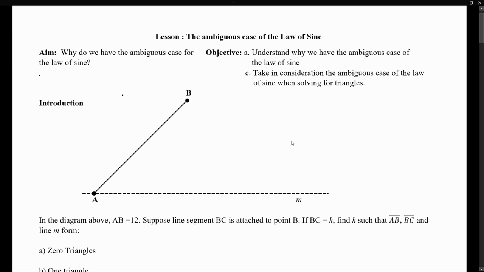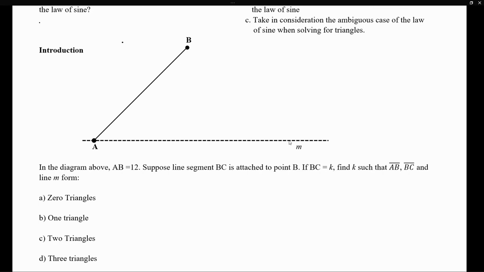We'll be discussing the ambiguous case of the law of sine. So let's get started. Let's start by looking at this diagram here. So we have a diagram and we're stating certain lengths. So we're saying that AB has a length of 12. And now suppose that there's a line segment BC, which is attached to point B.